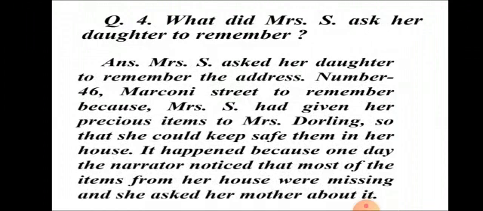Fourth: What did Mrs. S ask her daughter to remember? Mrs. S asked her daughter to remember the address, number 46 Marconi Street, because Mrs. S had given her precious items to Mrs. Darling so that she could keep them safe in her house. It happened because one day the narrator noticed that most of the items from her house were missing and she asked her mother about it.